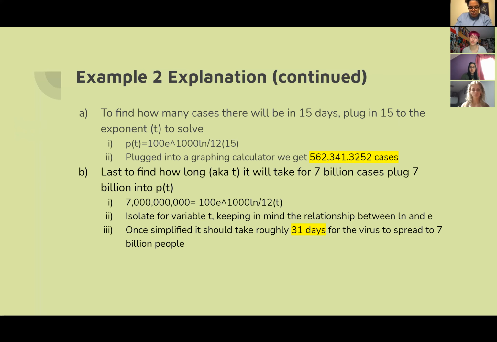And then for the last part, to find how long it will take for 7 billion cases to occur, we just plug 7 billion into our end population and then solve for the variable t. So we have 7 billion equals 100 times e raised to 1,000 times the natural log divided by 12 times t. So again, to isolate the variable t, we have to keep in mind the relationship between natural log and e. So the natural log in the exponent will cancel out with the e, and then solving for t will come down to roughly 31 days for the virus to spread to 7 billion people.